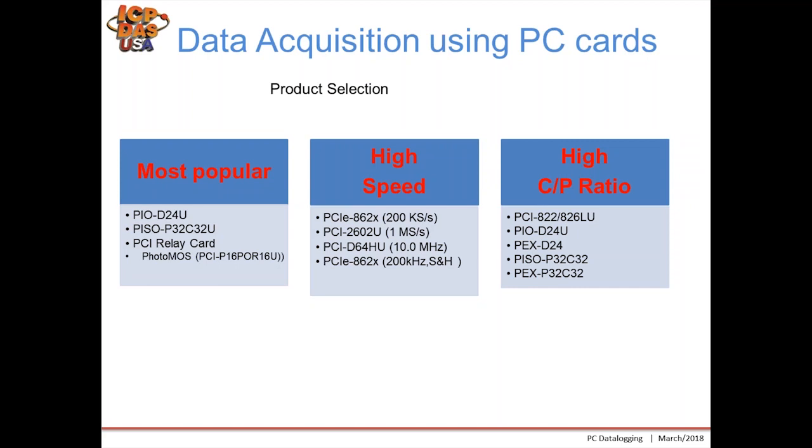The high-speed models, which are great for analog inputs that you need to log at a very fast rate, are shown here. These are the most popular ones. And the highest cost performance ratio models are shown to the right. And PCI cards are, of course, the fastest for data acquisition that we offer.